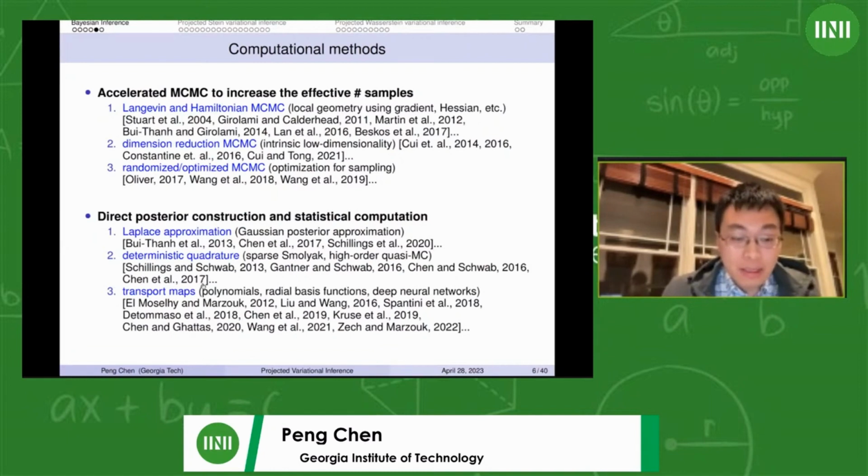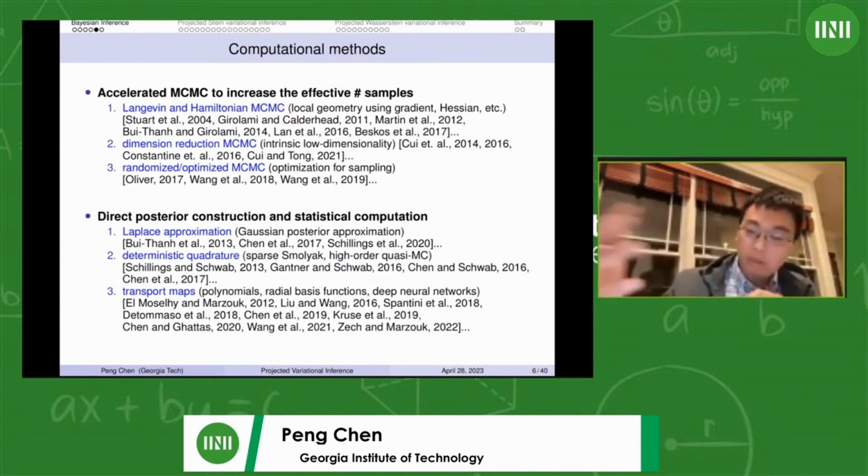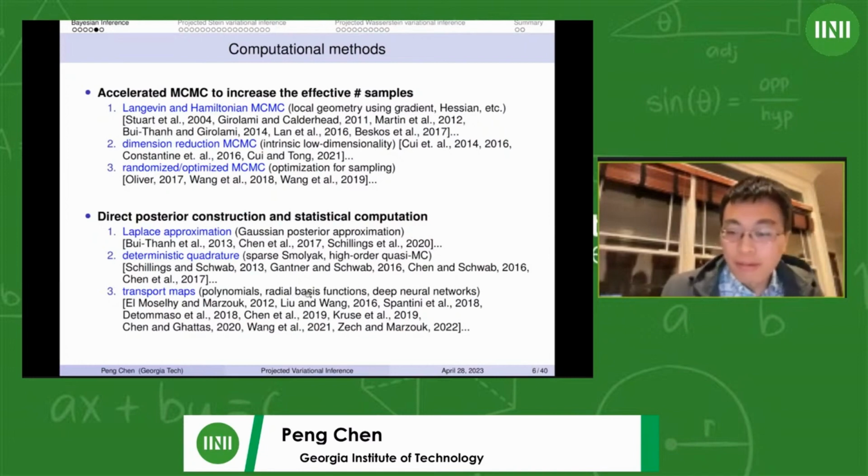And then the third class is transport methods, transport map-based methods. You want to push a certain reference measure, let's say a standard normal Gaussian distribution, to the target distribution, the posterior distribution. And these transport maps can be constructed by polynomials, radial basis functions like kernels, deep neural networks, or other types of representation.